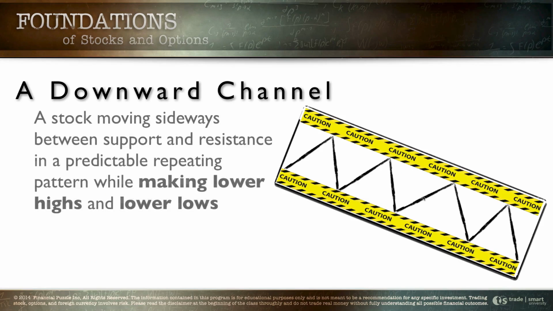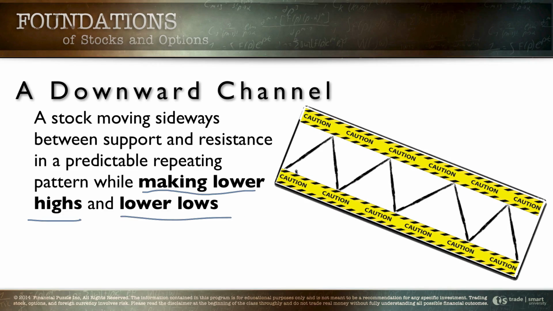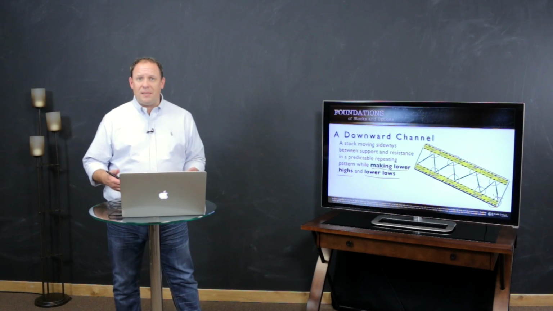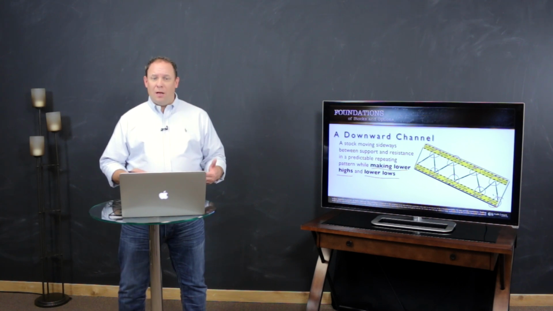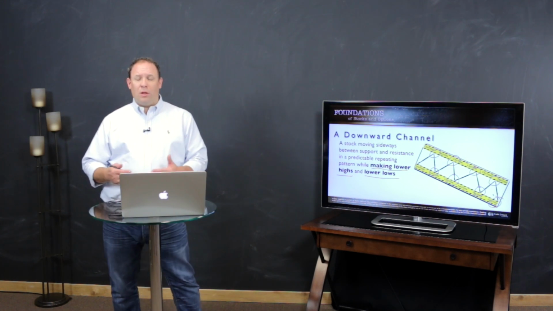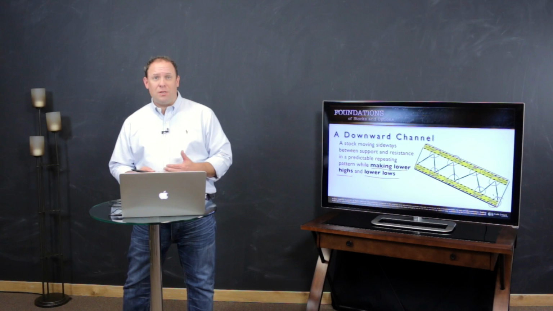Now let's take that same idea and turn it on its side. But this time, instead of higher highs and higher lows, we're going to have a stock moving sideways between support and resistance in a predictable, repeating pattern, but this time we're making lower highs and lower lows. Notice what's happening here. Each of these swing highs is lower than the previous. Whenever you've got a stock that is consistently making lower highs and lower lows, we have a downtrend. Lower highs and lower lows, by definition, constitutes a downtrend.